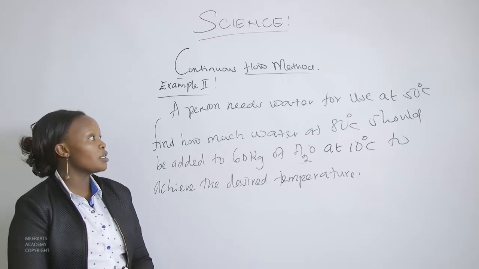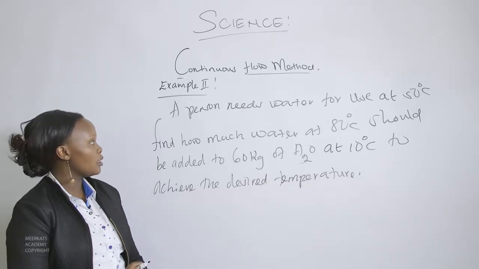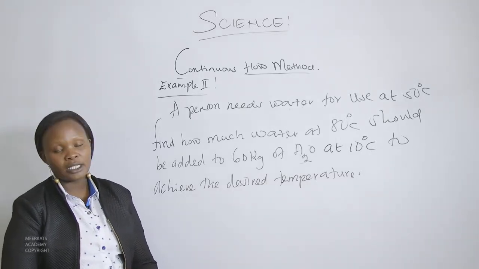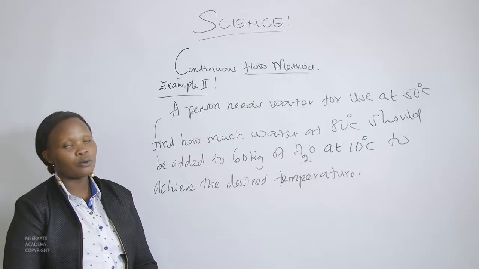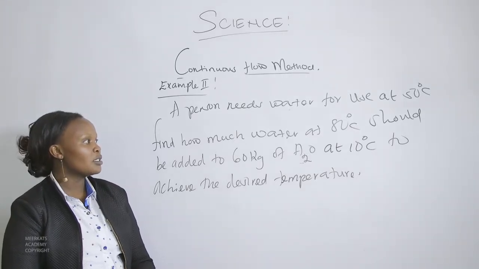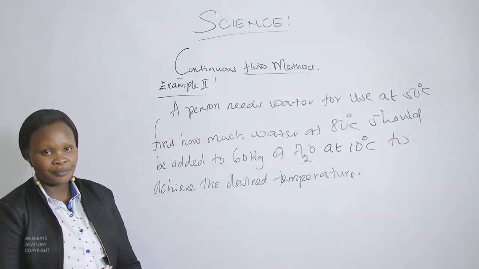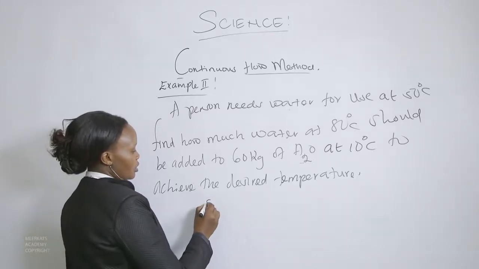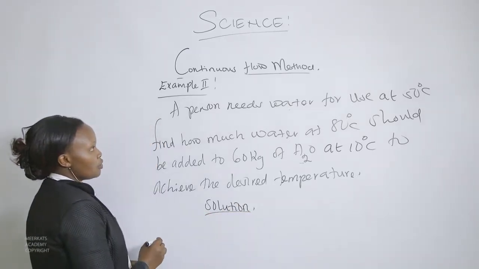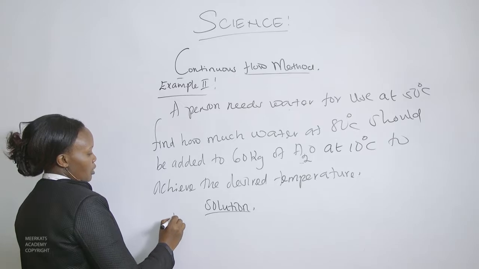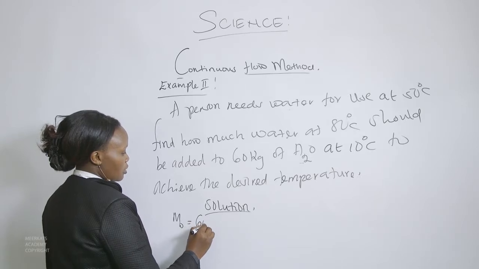The question reads, a person needs water for use at 50 degrees centigrade. Find how much water at 80 degrees centigrade should be added to 60 kgs of water at 10 degrees centigrade to achieve the desired temperature. Again, let us look at what we have from the equation. From the equation, we have been given a mass of water to be 60 kgs.